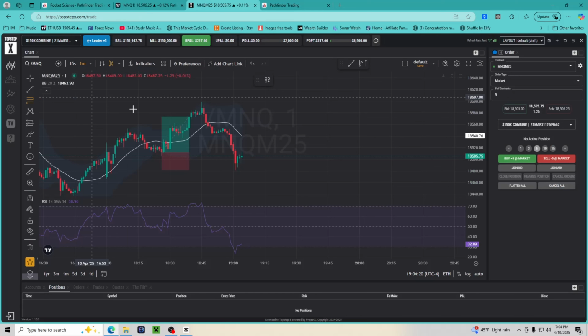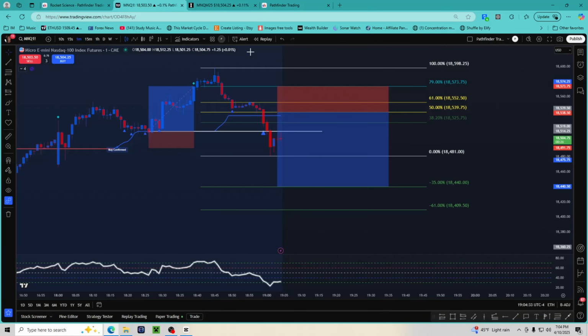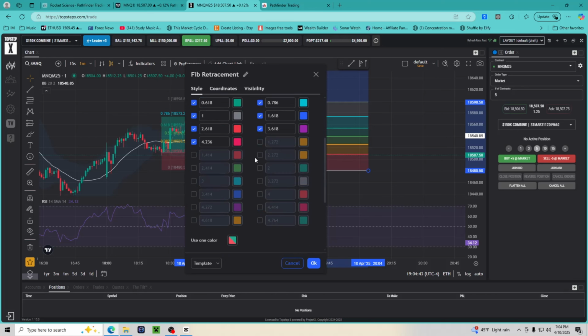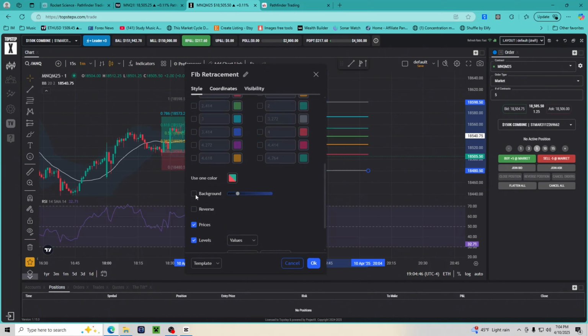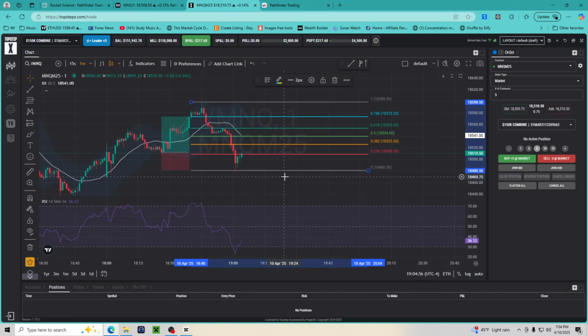So at 18,539, in fact, I believe you can do this right on here as well. You can do a fib retracement here if you want to see where these levels are. Make sure that shows it. Yep, right to the bottom of that. There you go. And so it shows these levels. Now I don't like the fill or the trend line, any of that stuff. We don't need any of that nonsense. I don't need any background. Prices, levels, labels, maybe to the right instead. I think that looks a little bit better.